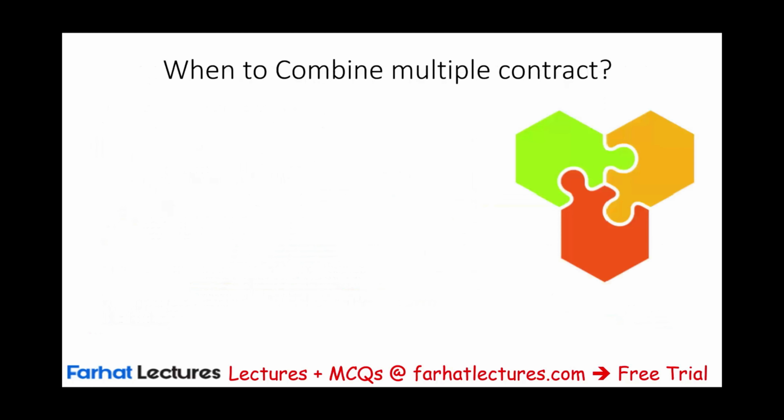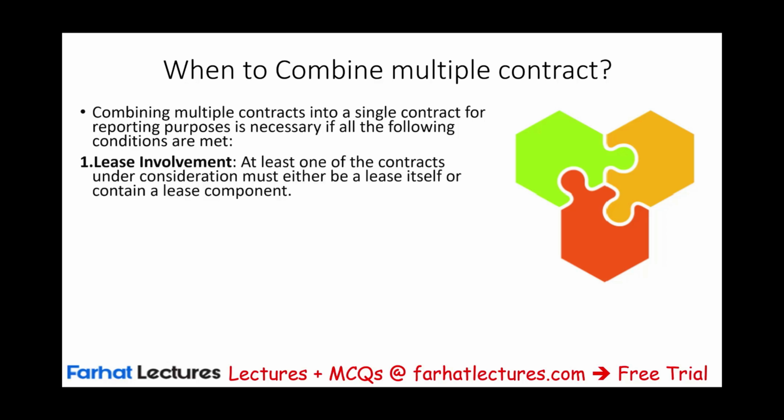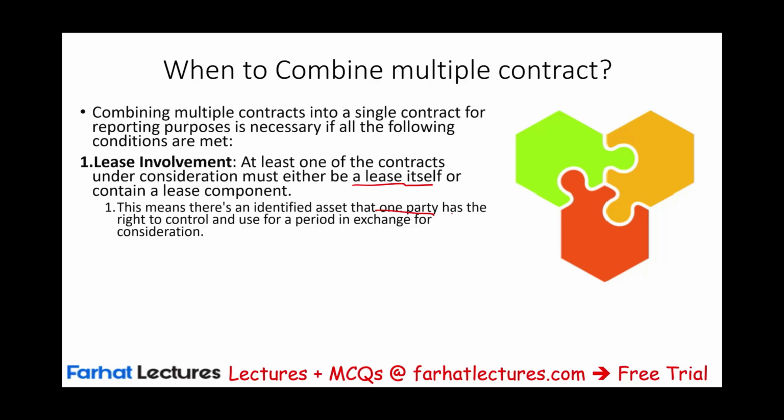Now, when to combine multiple contracts. So if you have multiple contracts, when to combine them? Okay, well, here we go. Combining multiple into a single contract, let's assume we're going back to the hardware example and the networking example, if all the following conditions are met. Well, at least one of the contracts under consideration must be a lease in itself or contain a lease component, which means an asset. So you have to have an asset. This means there's an identified asset that one party has the right to control and use for a period of time. Of course, we have to have an asset, a lease.